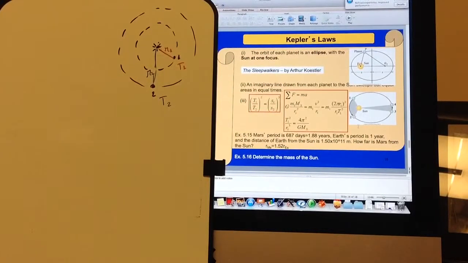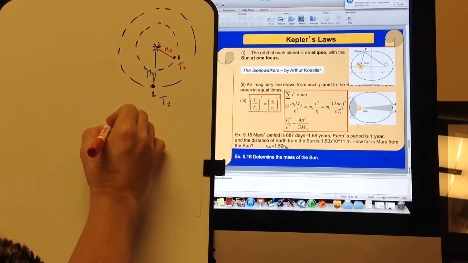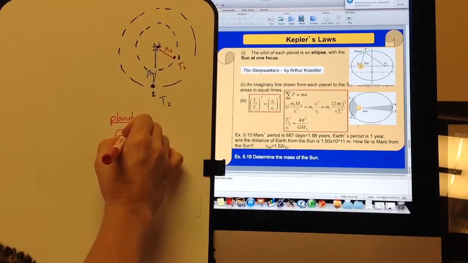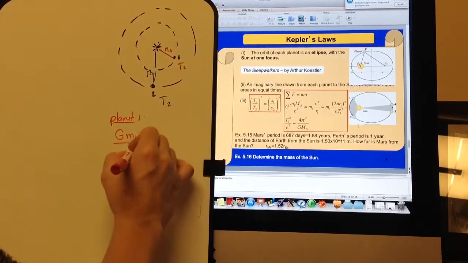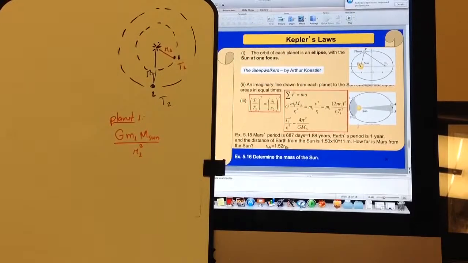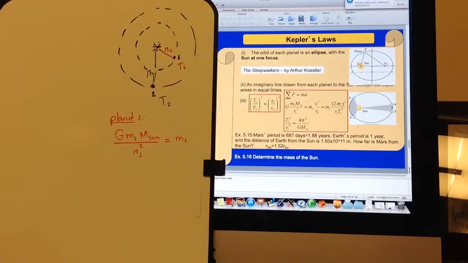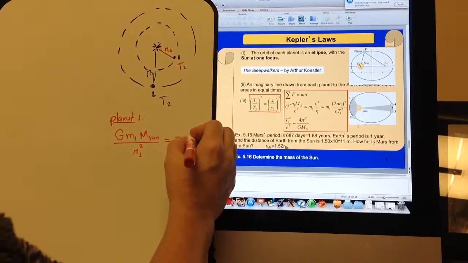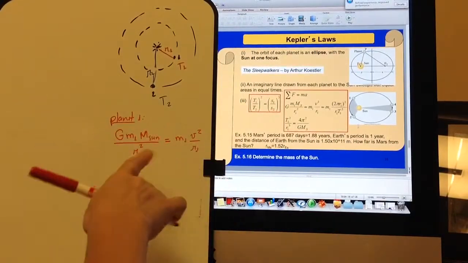Let me focus first on planet 1, and let me write Newton's second law for it. The sum of the forces equals m a. So for planet 1, what do we have? This is the gravitational force, G, m1, the mass of planet 1, times the mass of the Sun, divided by the distance between planet 1 and the Sun squared. And this is going to be equal to the mass of the planet multiplied by a, the centripetal acceleration, so it's v squared divided by r1. So this is similar to what we did for the satellite.